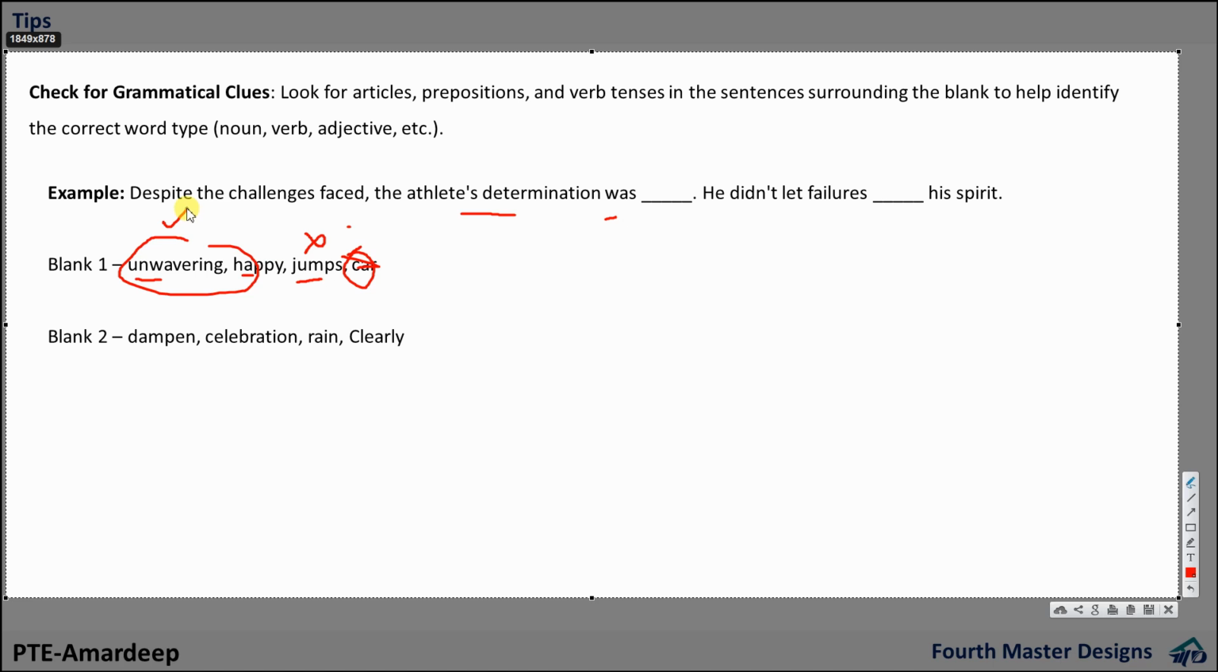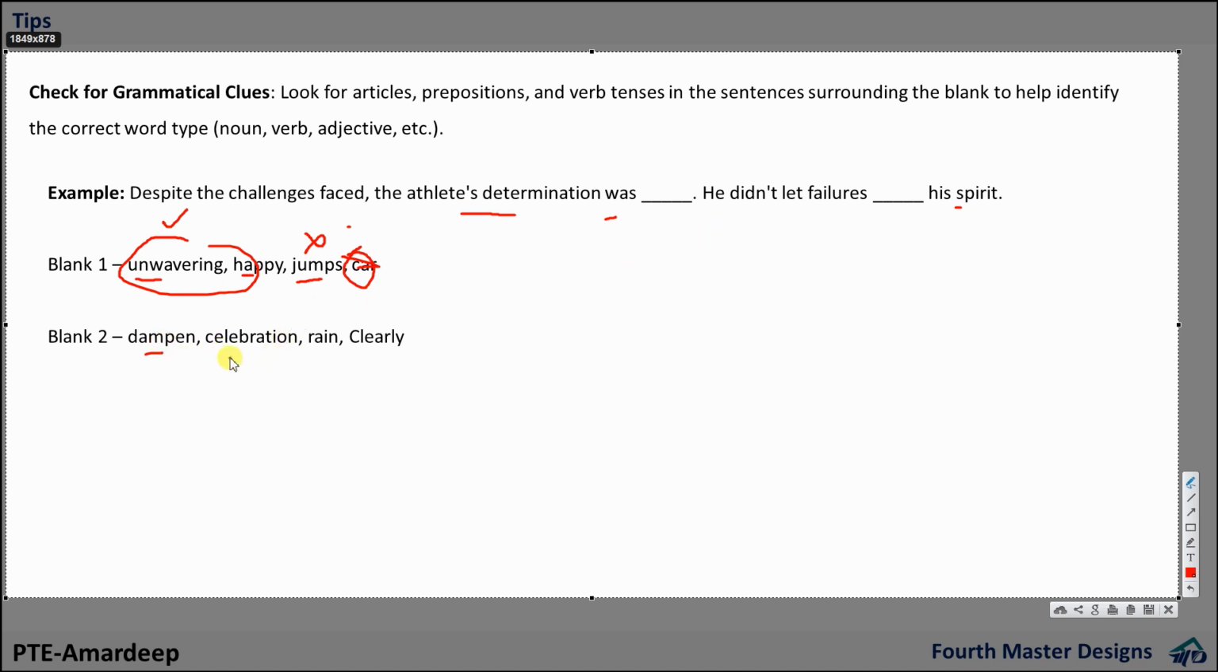Then what is the second one? "He did not let failures dash his spirit." What are the different options here? First is dampen. Dampen means to reduce something, to lessen something. He did not let his spirit go down. Dampen means reduce, so yes, it can be.